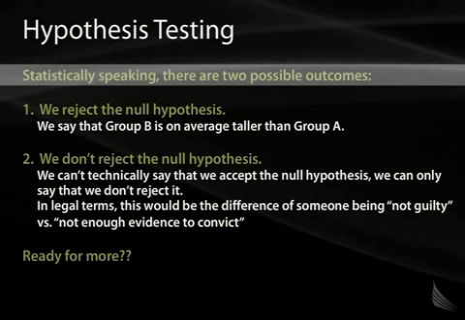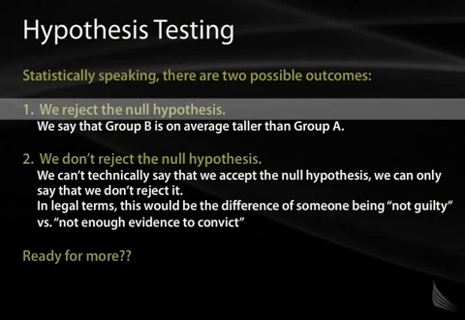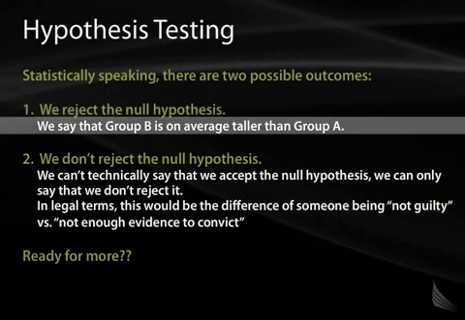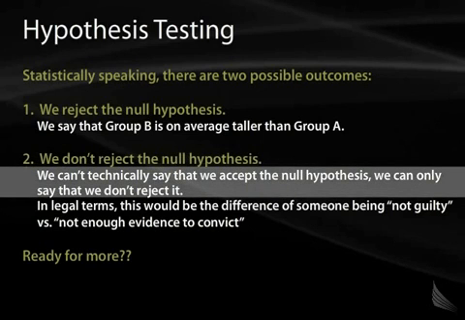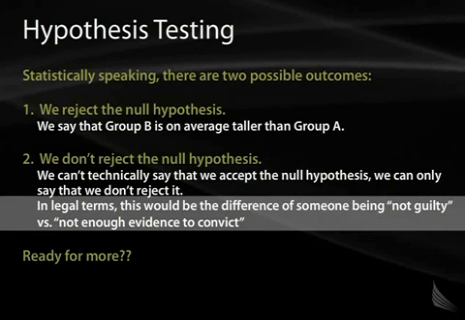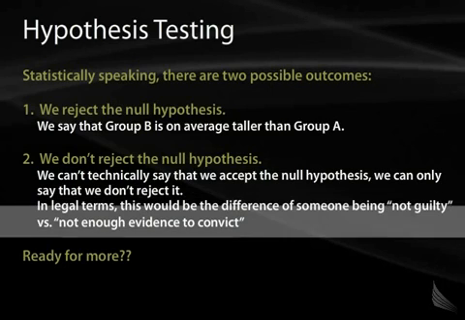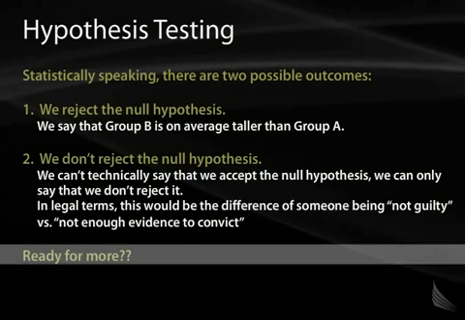So, statistically speaking, there are two possible outcomes. One is that we can reject the null hypothesis. We would say that group B is on average taller than group A. Or we won't reject the null hypothesis. We can't technically say that we accept the null hypothesis. All we can say is that we don't reject it. In legal terms, this would be equivalent to saying somebody is not guilty versus saying that there's not enough evidence to convict. If you're ready for more, we'll move on.